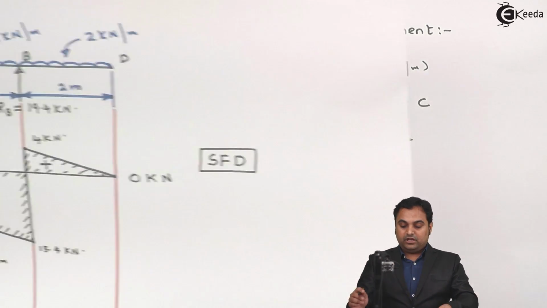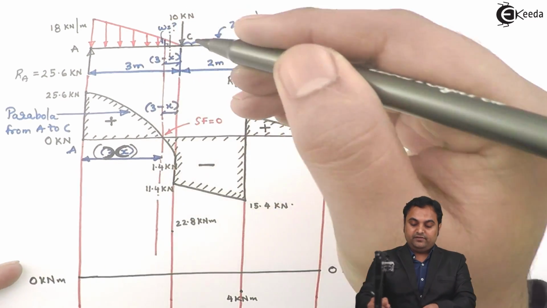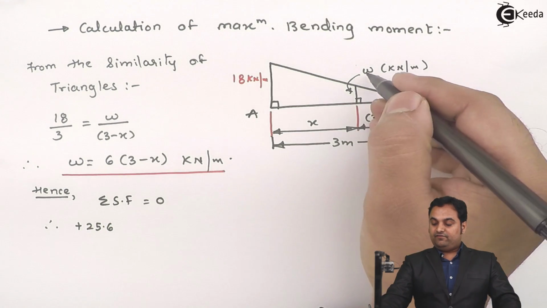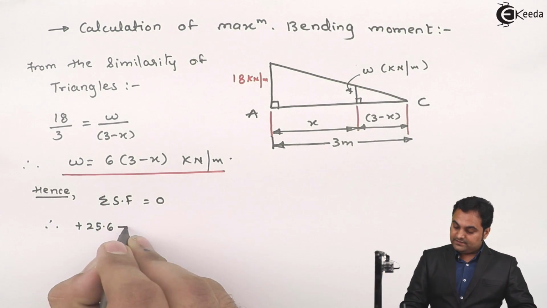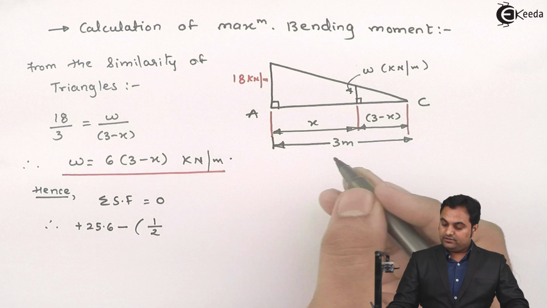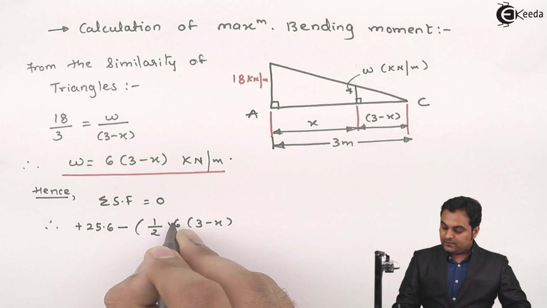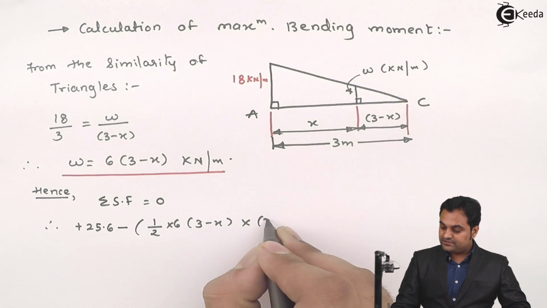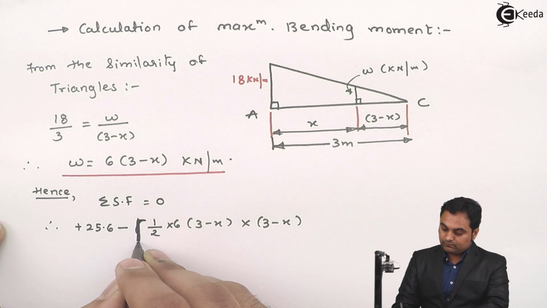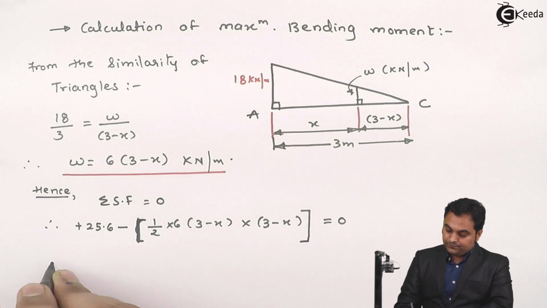Next, we also have, at this section x from A, a small UVL. The value of this UVL W is 6 into 3 minus x, which we have found out. So that will be minus, I'll convert that UVL into a point load, so half into the height, which is 6 into 3 minus x, multiplied by the base, which is 3 minus x, is equal to 0.